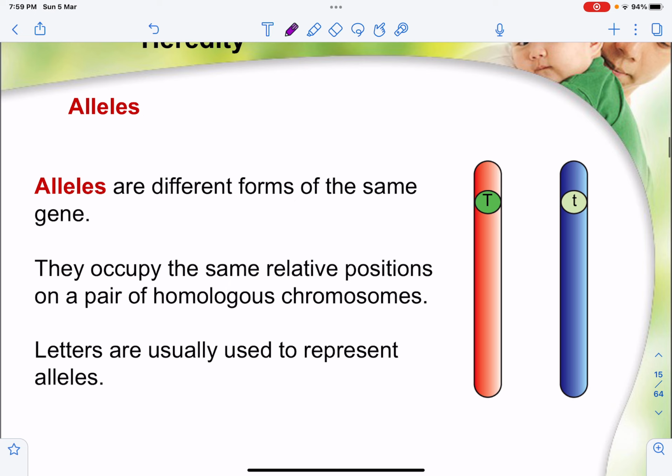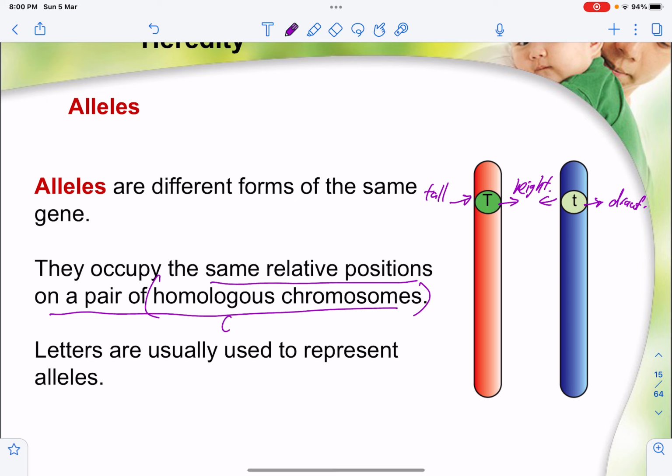So alleles are the different forms of the same gene. That means both of them are coding for, let's say, height. So it's the same characteristic. However, they are represented in alternative forms, meaning this one maybe is talking about tall, the gene for being tall, and the other one is about dwarf, okay, being short. Okay, and they occupy relatively the same position on the pair of homologous chromosomes. The meaning of homologous chromosomes is the chromosomes that pair with each other.